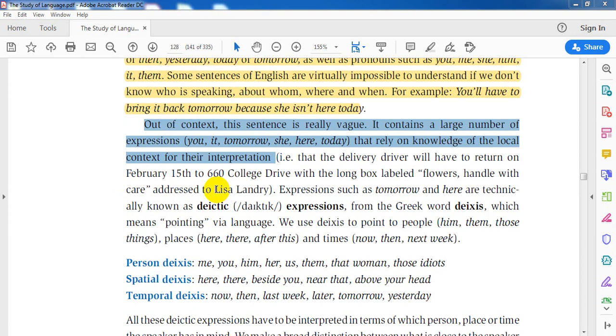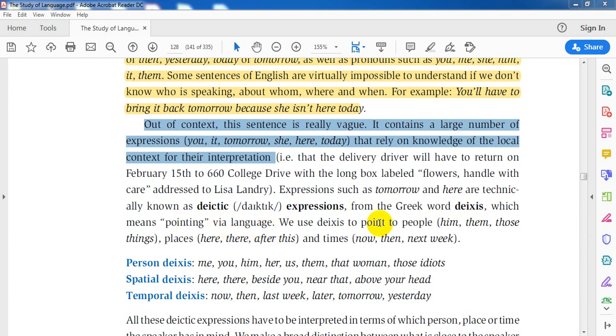Okay, address to whom? To Lisa Landry. Now this is the "she" here. Okay, now expressions such as "tomorrow" (which refers to a date or time) and "here" (which refers to a place) are technically known as deictic. Deictic expressions are derived from the Greek origin, the word deixis, which means pointing via language, through the use of language.